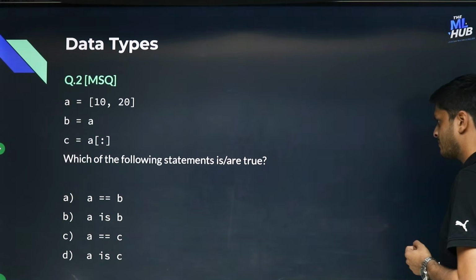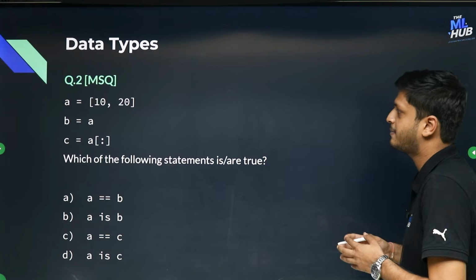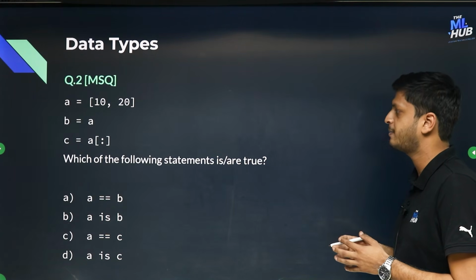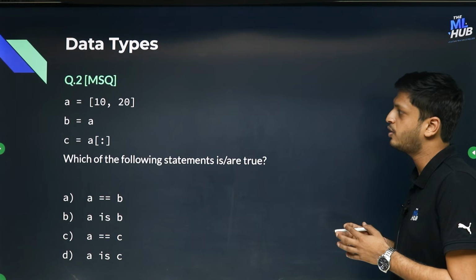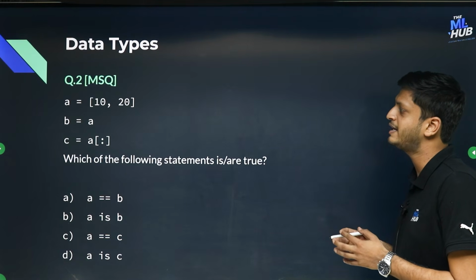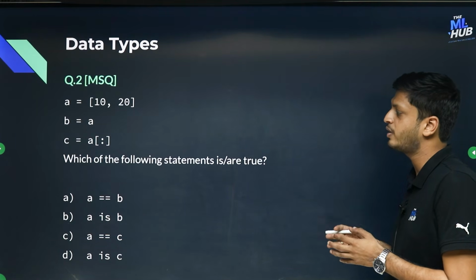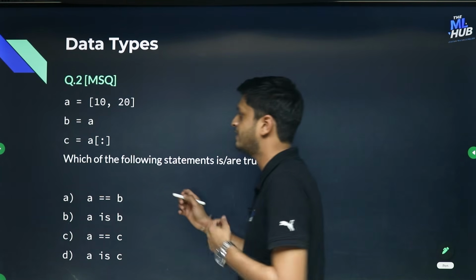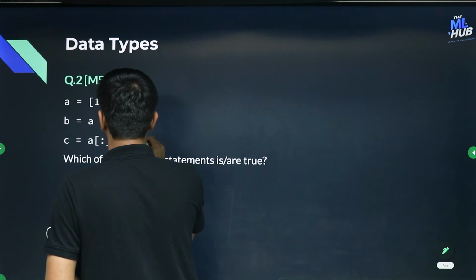Okay. Now let's look at the second question. It is a multiple select question. Multiple options can be correct. A is [10, 20], a list. Then we have written B is equal to A and C is equal to A colon, which means we are doing slicing here. This is slicing.